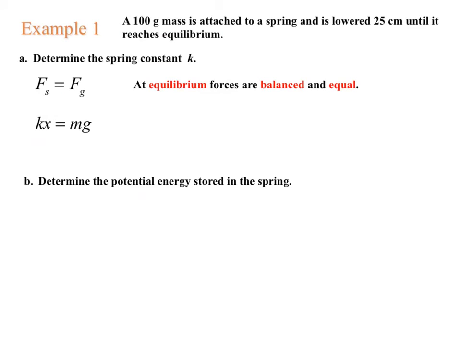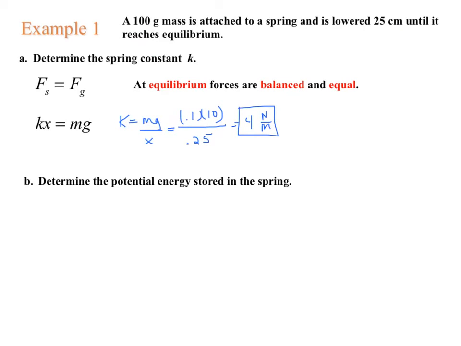In this example, a 100-gram mass is attached to a spring and is lowered 25 centimeters until it reaches equilibrium. It's asking to determine the spring constant. Again, when it reaches that equilibrium position, our force of our spring, which is upwards, is going to equal our gravitational force, which is downwards. So, kx is equal to mg. If we want to solve for the spring constant, again, that would be k is equal to mg over x. Making sure that we change that mass to kilograms. We can use 10 here, that's okay. And our centimeters has been changed to meters. So we should get a value of 4 newtons per meter.